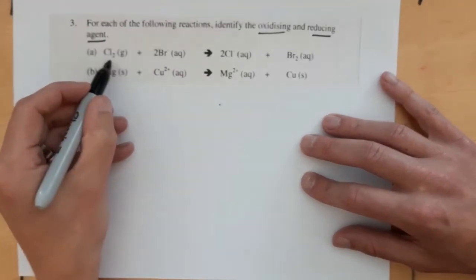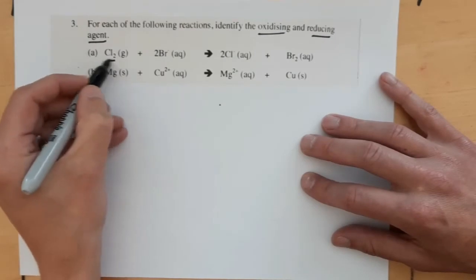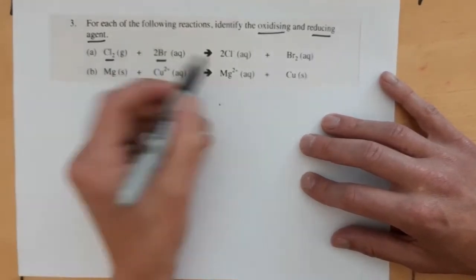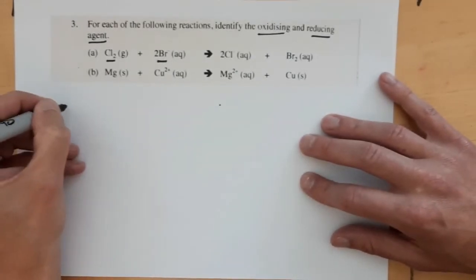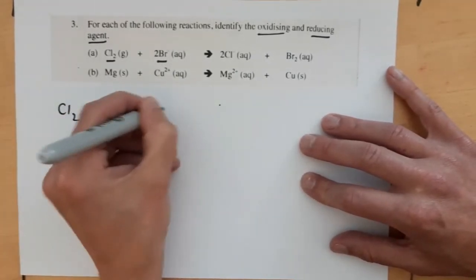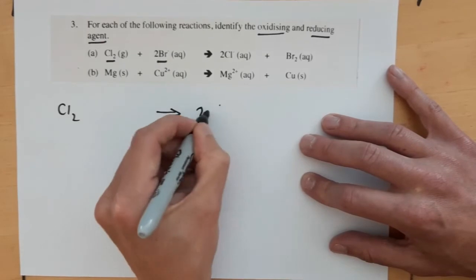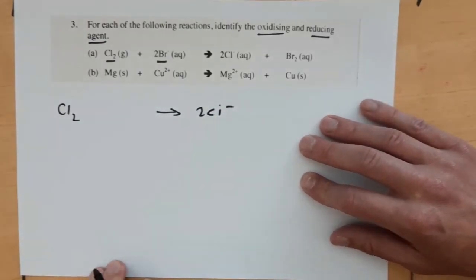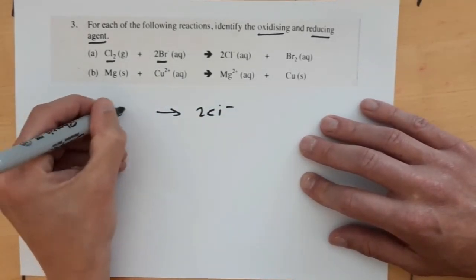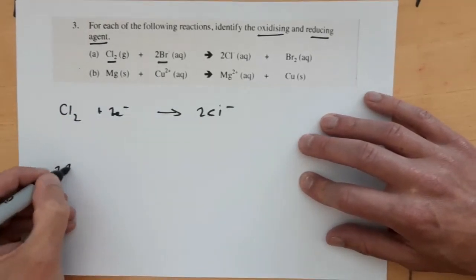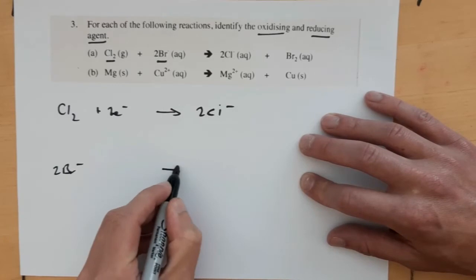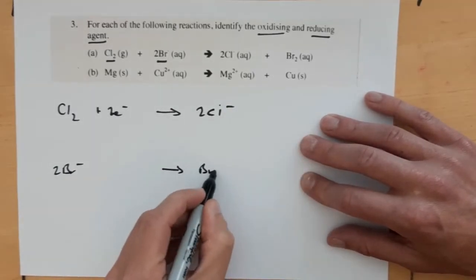So basically, you're trying to choose either this or this. It's nothing to do with the products here. It's always the reactants. So what's gone on with our Cl2? Well, our Cl2 has changed to 2Cl negative. How's that happened? It's taken in 2 electrons. And then our 2Br minus, our bromide ions, have changed to Br2.